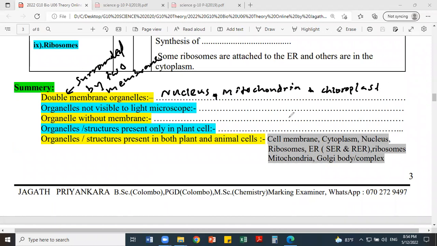These are two double membrane organelles inside the cell. Actually, chloroplast is found only in the plant cell. These two are present in both plant cell and animal cell. Then, organelles not visible to the light microscope.